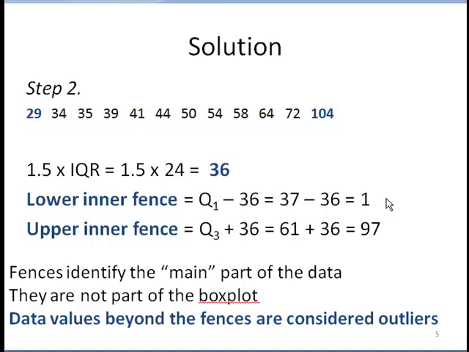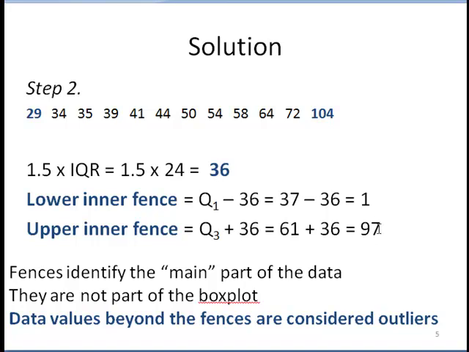To be an outlier on the high side, the annual income would have to be larger than Q3. How much larger than Q3? Add 36 to Q3. So you've got 61 plus 36, 97, or $97,000. To be a high outlier, the household income would have to exceed $97,000.